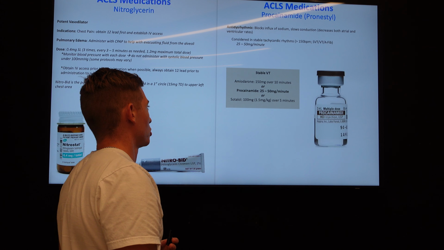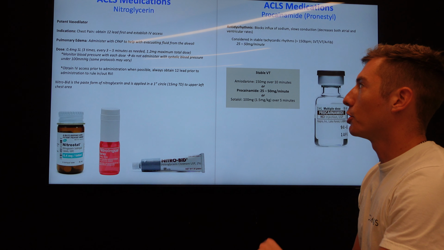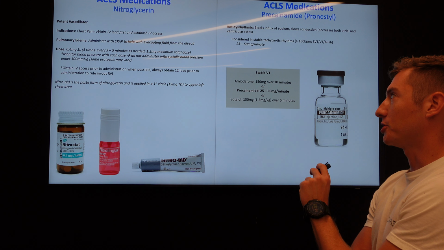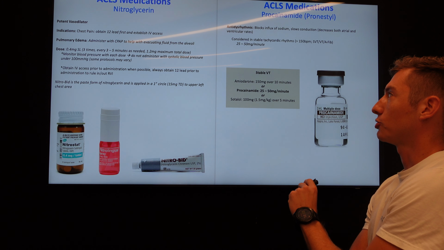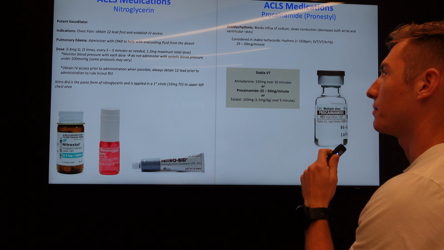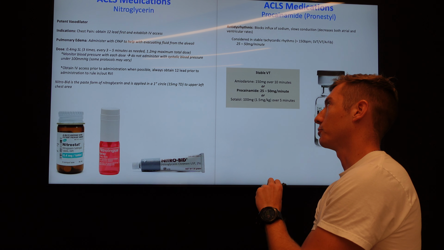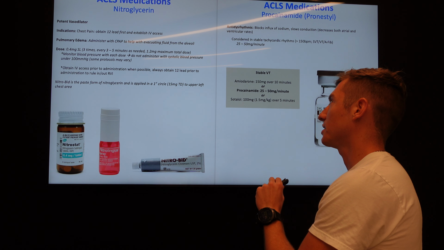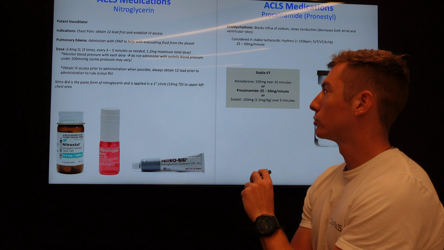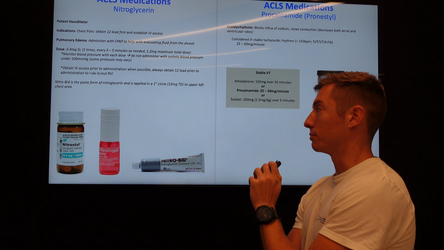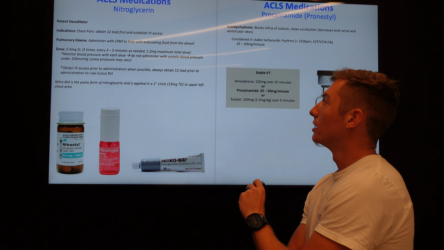ACLS medication, we have nitroglycerin. This is a potent vasodilator. Indications would be chest pain, obtain a 12-lead first, and establish our IV access. If we have pulmonary edema, we want to administer CPAP to help with evacuating the fluid from the alveoli. It's going to force the fluid out.